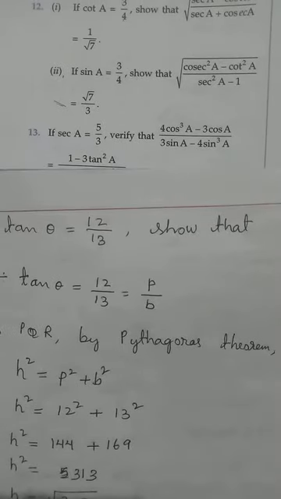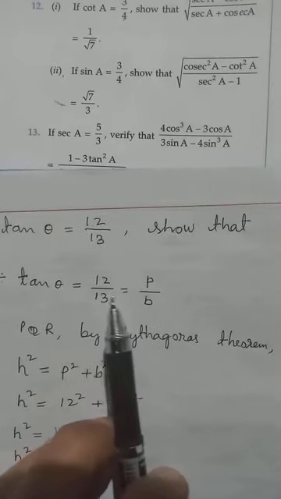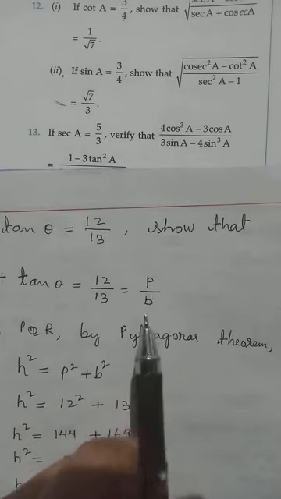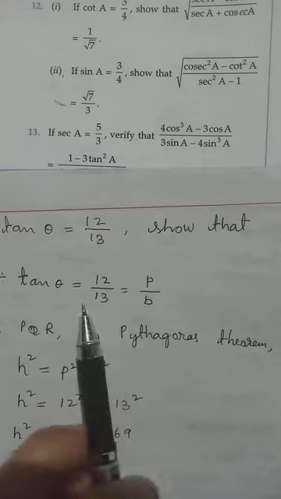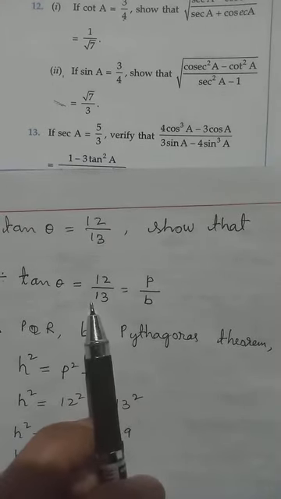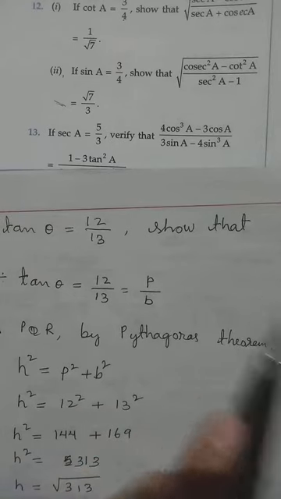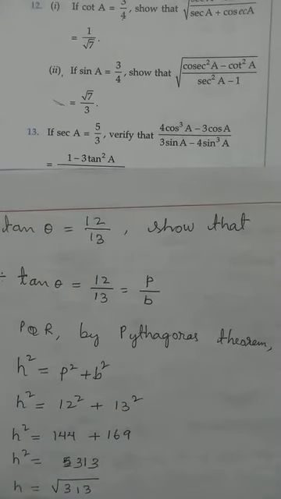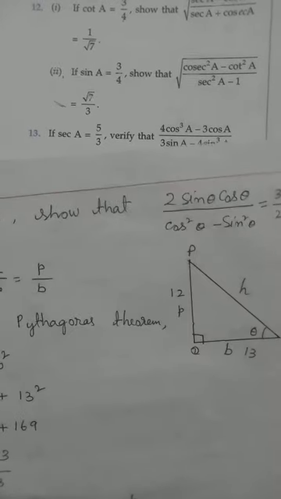We have tan theta equal to 12 by 13. We make use of the definition of tan theta, which we know it is p by b. So if we compare, it means perpendicular is 12, base is 13. Then in order to calculate the required value, we need hypotenuse. So for that, we can use Pythagoras theorem.